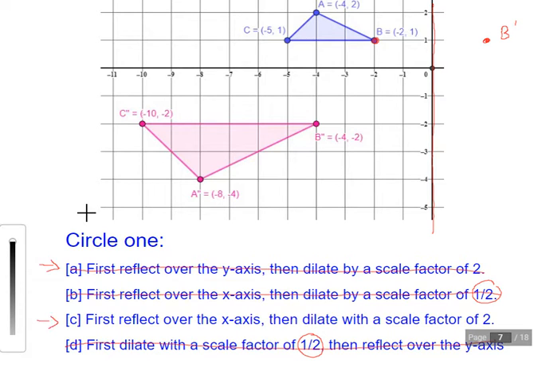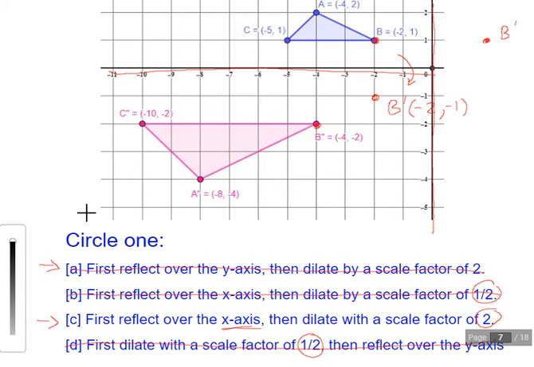Let's take this point B reflected over the x-axis. This guy is the x-axis, right? So we're going to flip down, so we're going to flip this way. B is going to end up right here at B prime, so it's going to be -2, -1. And then we're going to dilate by a scale factor of 2. That means I'm multiplying everything by 2. So -2, -1 becomes, oh look at that, -4, -2.